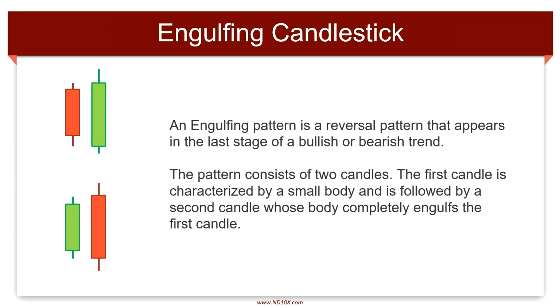An engulfing pattern is a reversal pattern that appears in the last stage of a bullish or bearish trend. The pattern consists of two candles. The first candle is characterized by a small body and is followed by a second candle whose body completely engulfs the first candle. We have two images on the left. The first one would be engulfing, suggesting a potential bullish move, and the second one, when the second candle is red, is an engulfing candlestick that suggests a potential reversal to the downside.